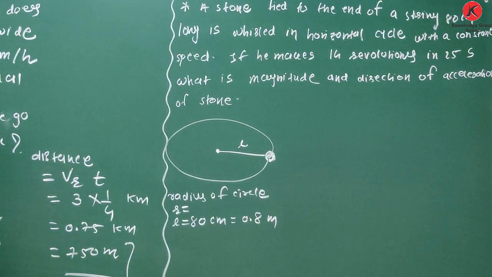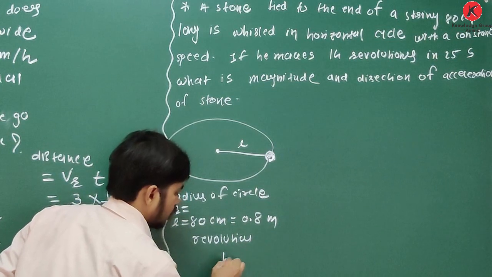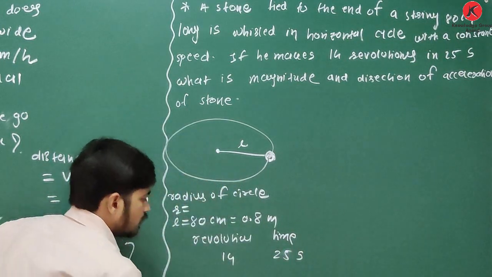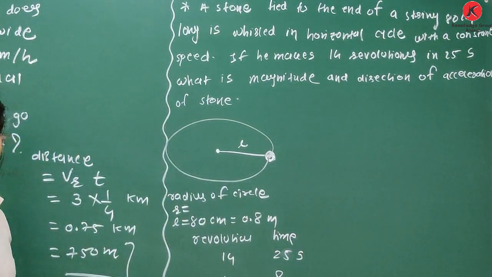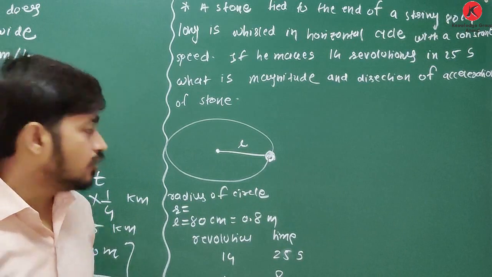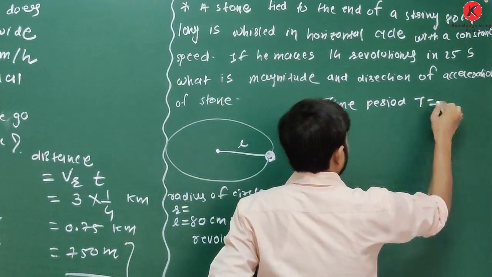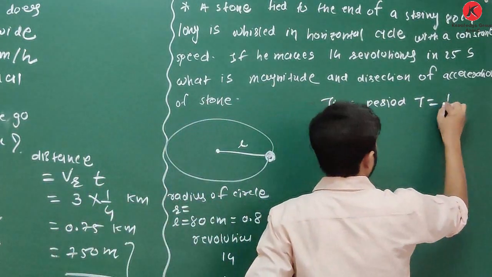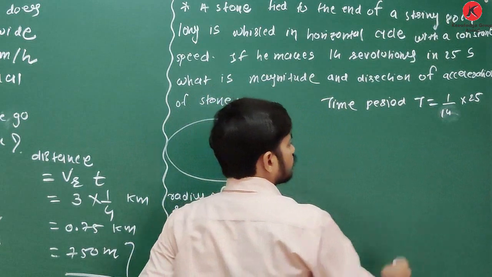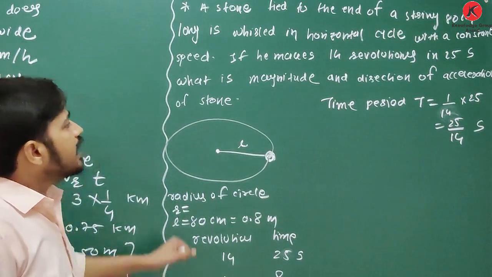It makes 14 revolutions in 25 seconds. Then for one revolution, what is the time? For one revolution, the time is called the time period. So the time period T is equal to 1 upon 14 into 25, which is 25 by 14. So this is T. You have to find the acceleration.